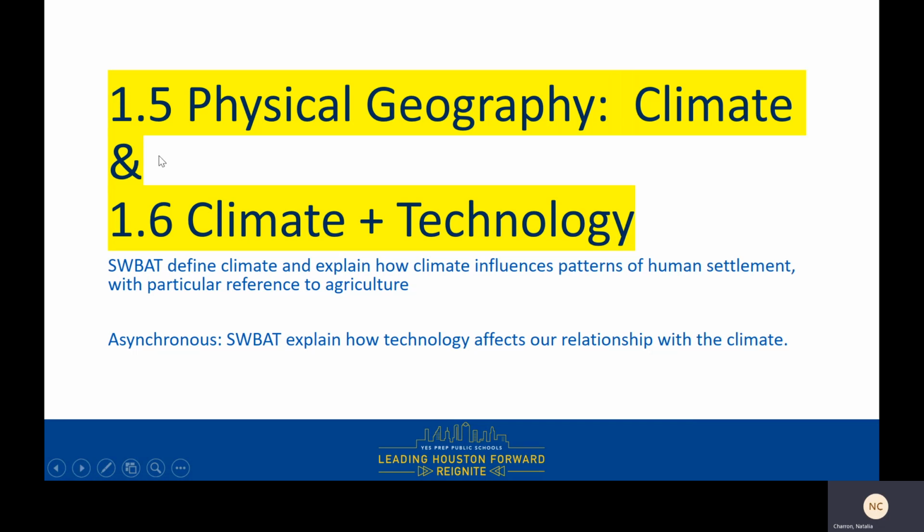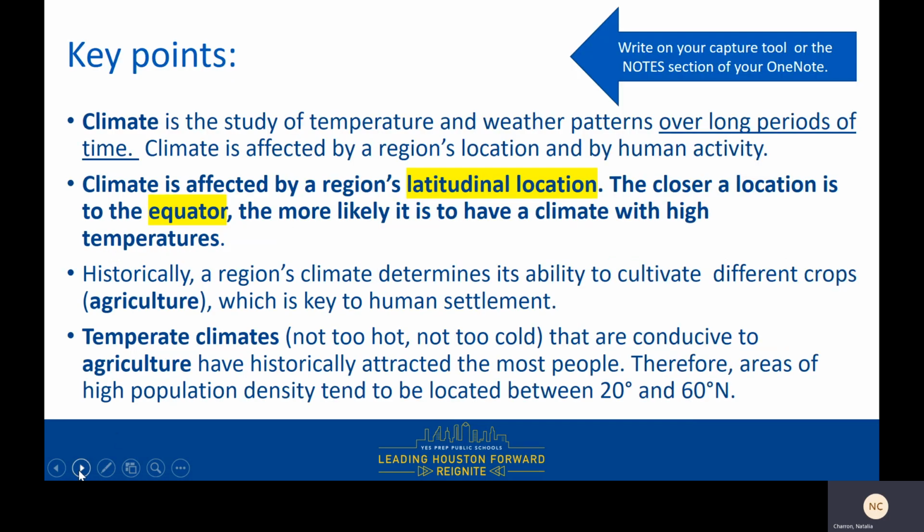Okay. Next, we are going to study climate. Climate is the study of temperature and weather patterns over long periods of time, very long periods of time. So for example, in Houston, it has snowed like twice. Snow is not part of our climate. If it is snowing today, that is our weather. Today, it might be snowing, but as a pattern, as a rule, it does not snow here. Our climate, especially now today, is hot and humid.